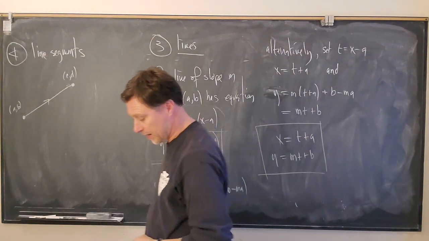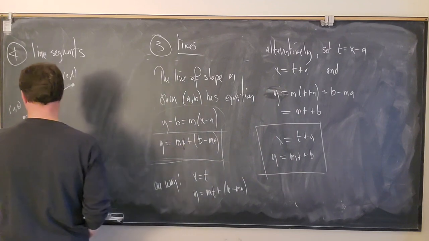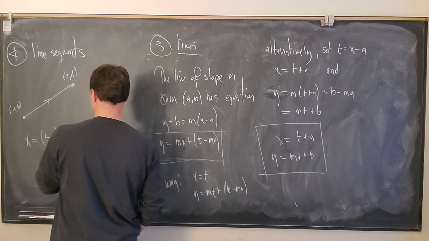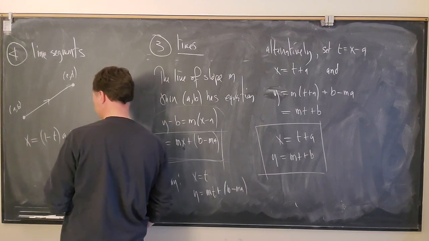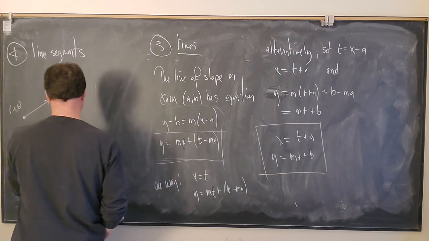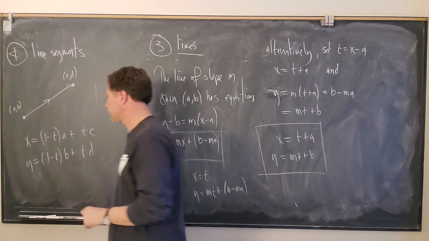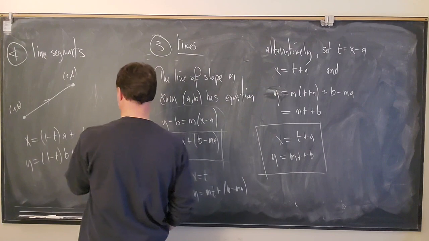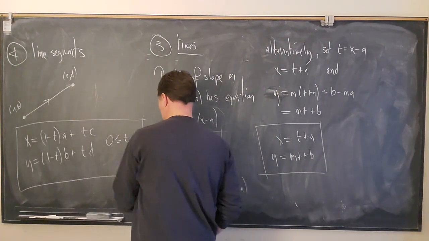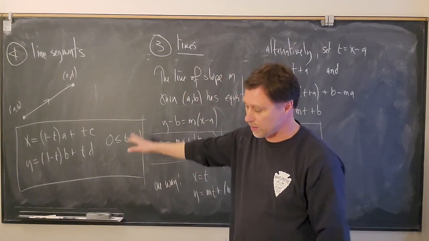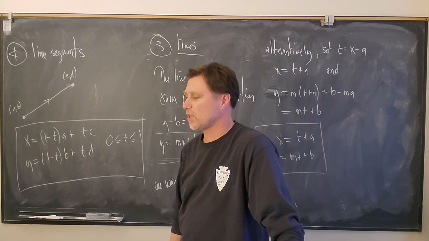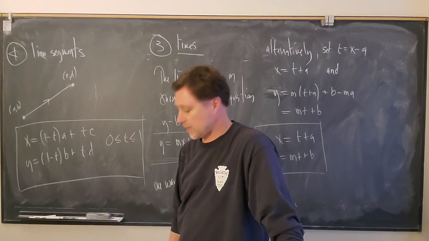Then here is a standard parameterization. x equals (1 minus t) times a plus t times c, and y equals (1 minus t) times b plus t times d, where we require t to stay between 0 and 1, right? So this is maybe the most important one. It's the one that probably shows up the most in calculus, with ellipses being a close second.